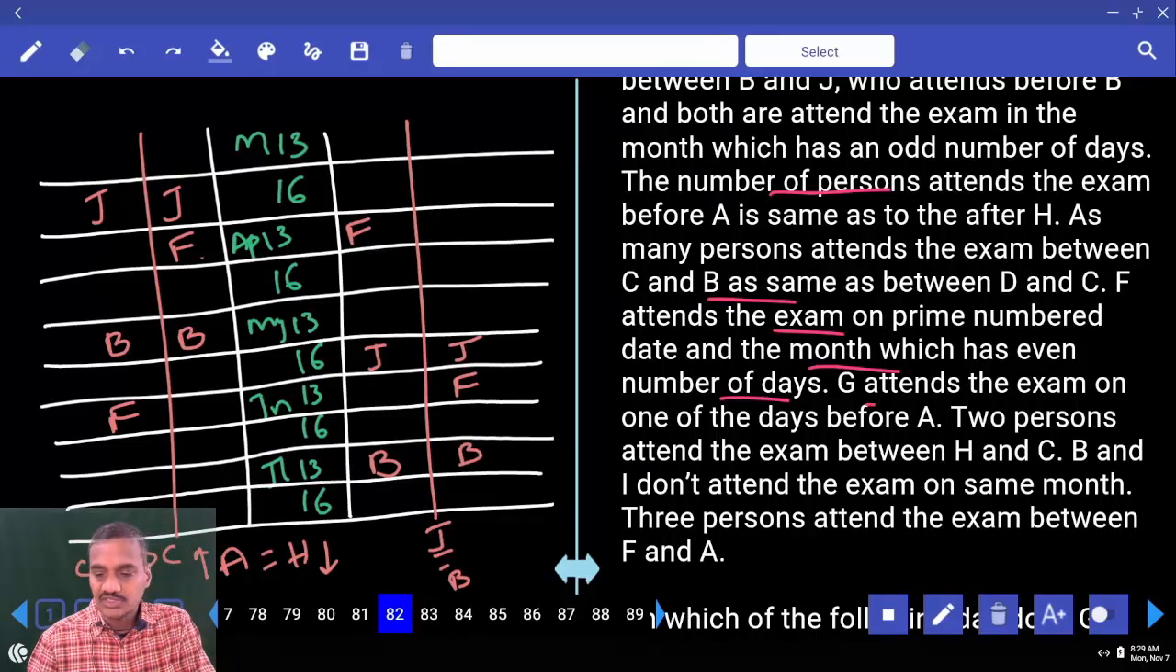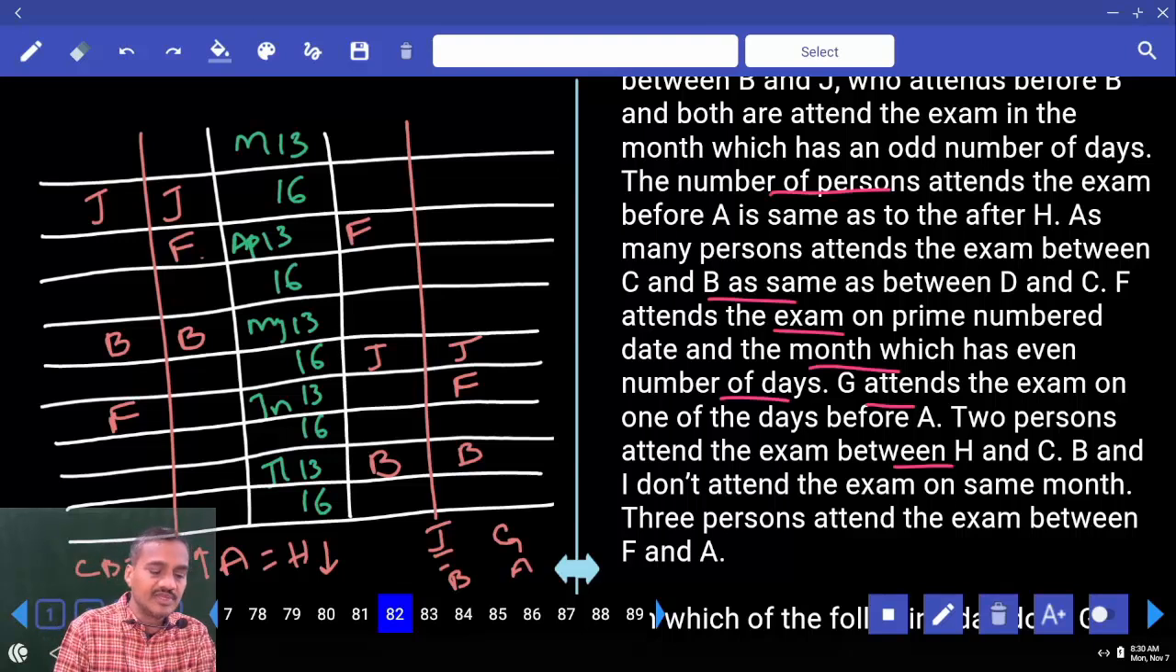And next one, G attends the exam on one of the days before A. Now G is before A. The word immediate is not given. And two persons between H and C, there are exactly two between H and C. And next one, B and I do not attend the exam in the same month. And three persons between F and A.